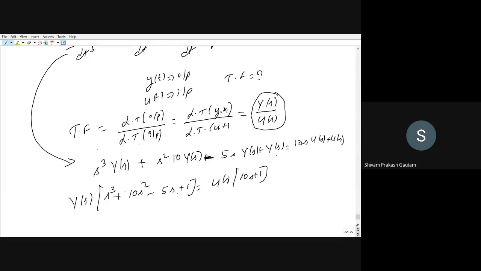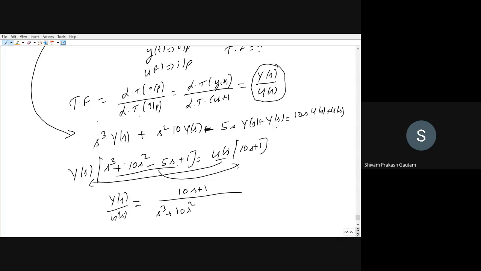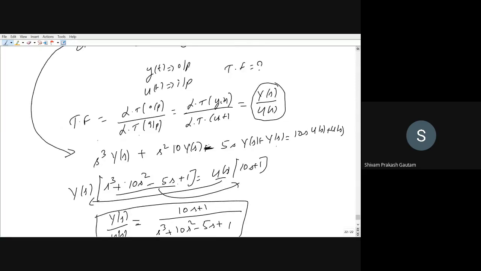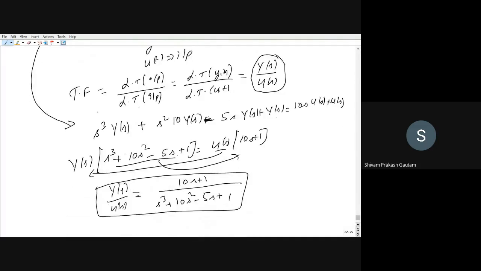Now what do you want? You want y(s) upon u(s), because y is your output and u is your input. So you can bring u(s) to this side and take the whole of this function to this side. So y(s) upon u(s) will be equal to 10s plus 1 divided by s cube plus 10 s square minus 5s plus 1. So this will be the transfer function of the equation that we have just seen. This is our equation and we have calculated its transfer function. Is it okay?